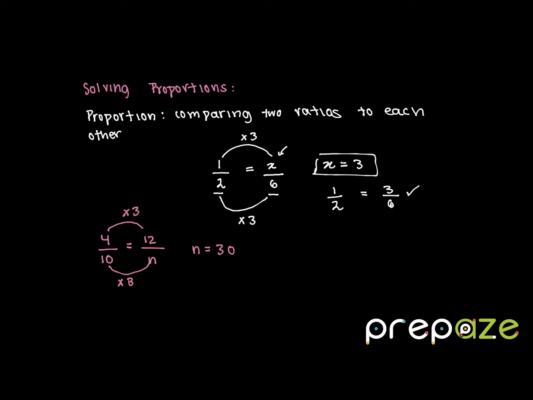So to check, we can check if 4/10 is equal to 12/30. Well, simplifying, 4/10 becomes 2/5 if we divide both the numerator and the denominator by 2. And simplifying 12/30, if we divide both the numerator and the denominator by 6, we would get 2/5 again. So we know that we have solved this proportion correctly.